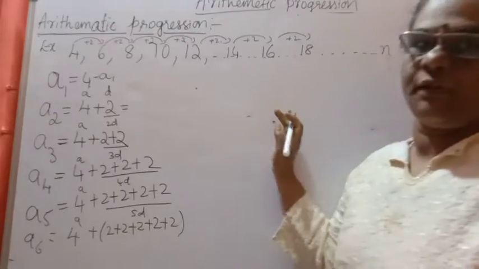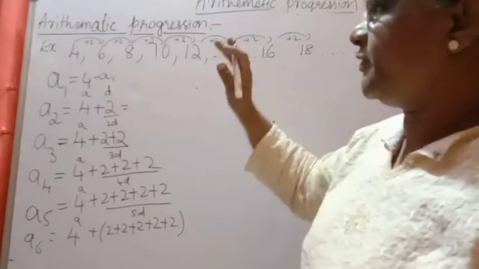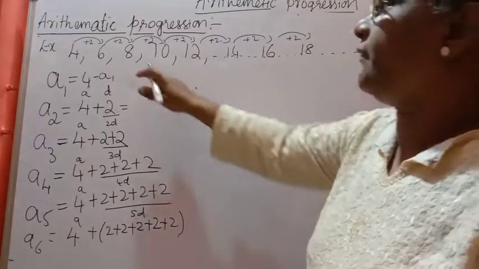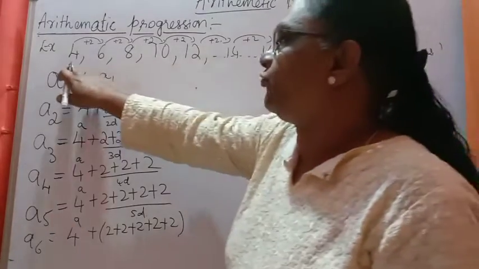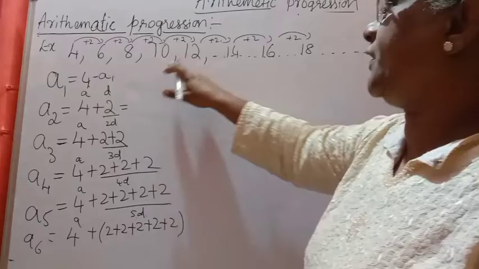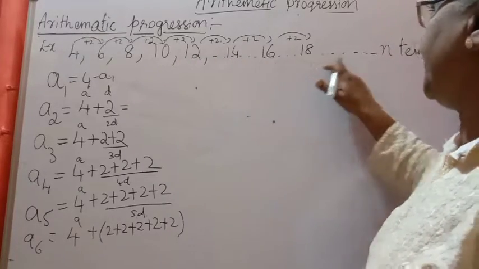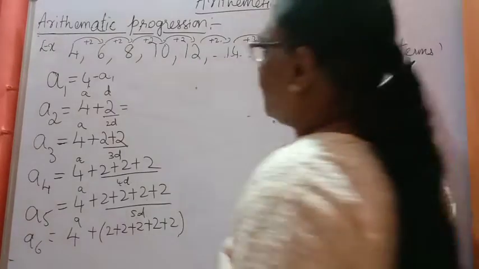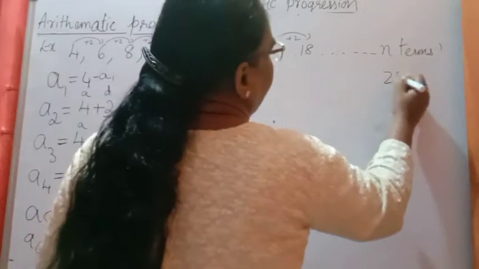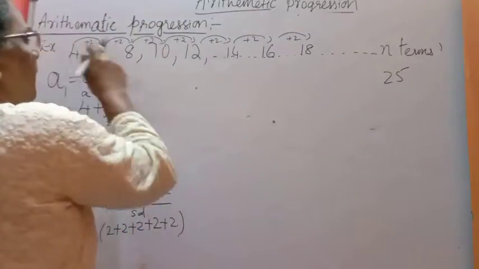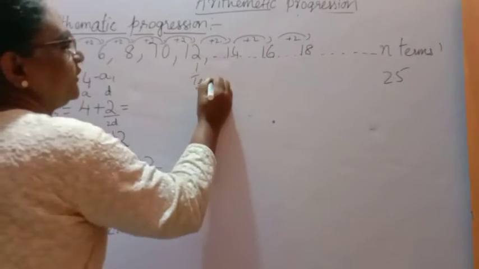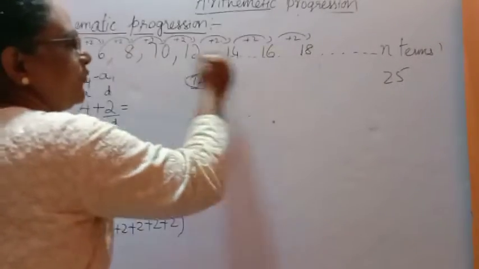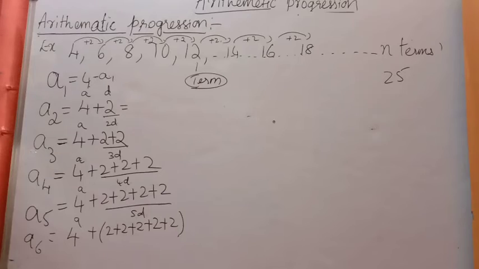Coming to the next one, see here. It's not a problem, it is an example. So you have a sequence here: 4, 6, 8, 10, 12, 14, 16, 18 up to n terms. N means I don't know, it may be 25 terms like this. Each number here is called a term.